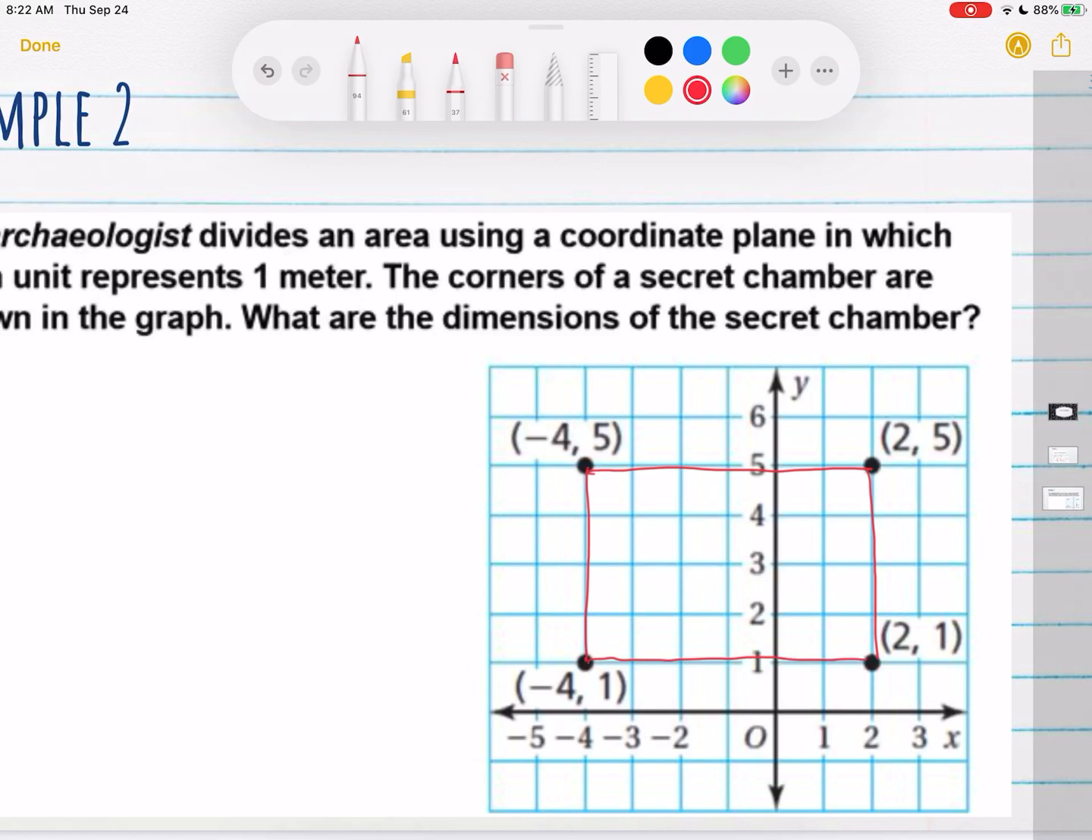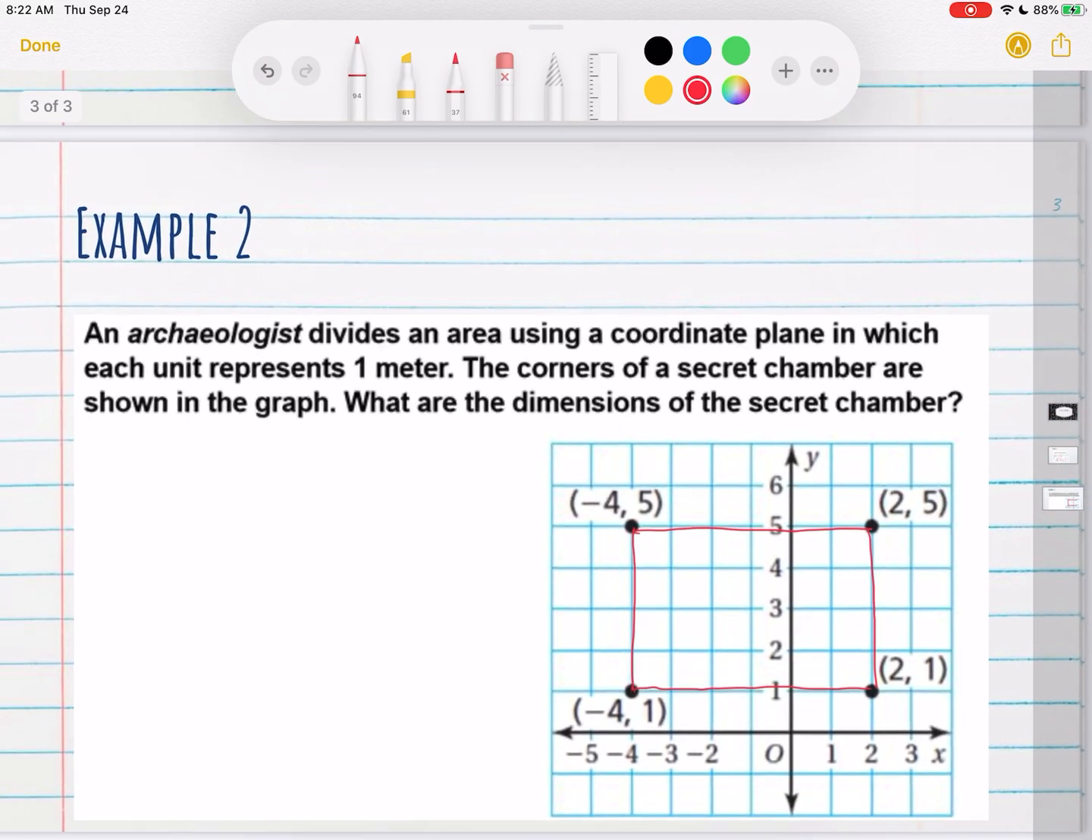Well, it's a rectangle. I want to know my length and my width. Okay, so let's just underline the problem. So the problem is, what are the dimensions of the secret chamber? And what I need to do in order to solve it is, well, I need to find the dimensions. I'm going to look at the graph and use the coordinate plane and use how the points are plotted to find the dimensions of this rectangle that it makes.